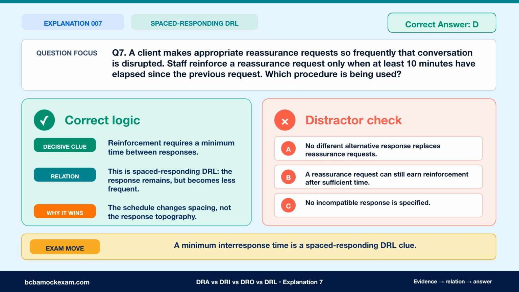DRL. This is spaced responding DRL. The response remains, but becomes less frequent. Test the remaining options. A. No different alternative response replaces reassurance requests. B. A reassurance request can still earn reinforcement after sufficient time. C. No incompatible response is specified. A minimum inter-response time is a spaced responding DRL clue.